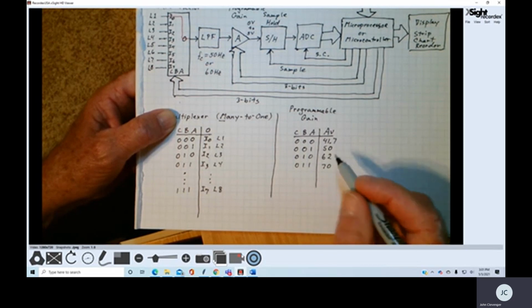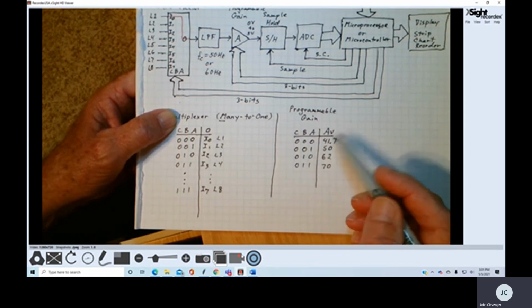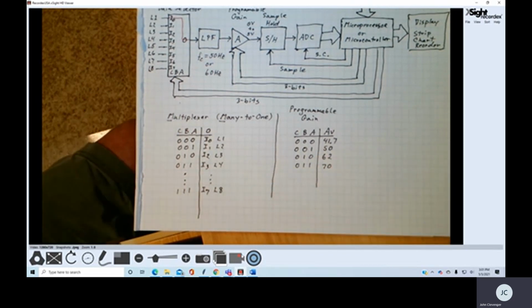So depending upon what our input voltages are, again, from what I've read, the voltages coming from the leads can be anywhere from, I think it was 50 millivolts. I don't remember where I wrote that down, but we'll say 50 millivolts ranging up to 120 millivolts.